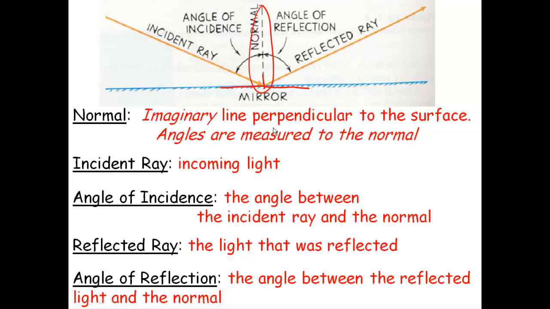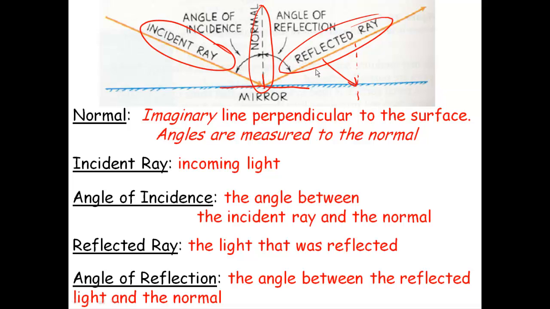This normal is an imaginary line, as I pointed out, that's drawn perpendicular to the surface. How do we know where on the surface to draw it? Well, you draw it wherever your incident ray, in other words, the ray that's coming in, strikes the surface. So if our incident ray landed there, we would draw our normal at that point of contact. The reflected ray is exactly as it sounds. It is the ray that's reflected away.